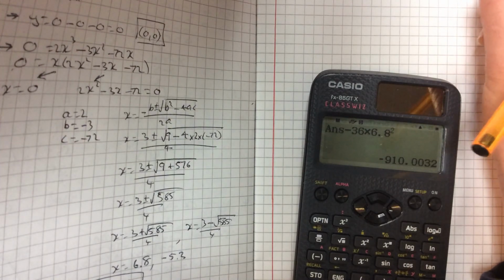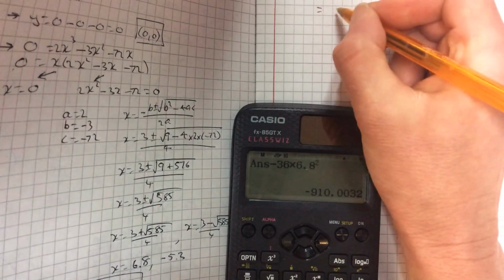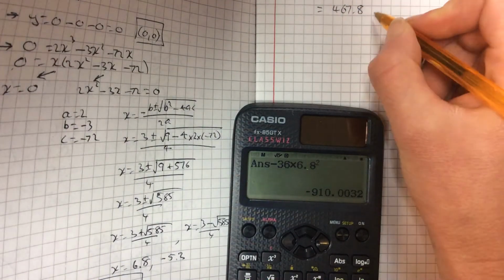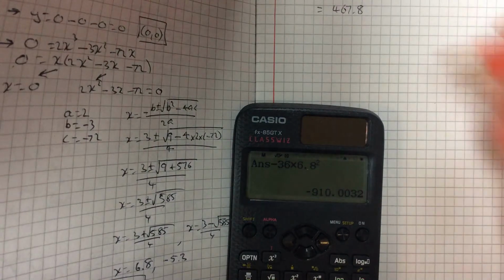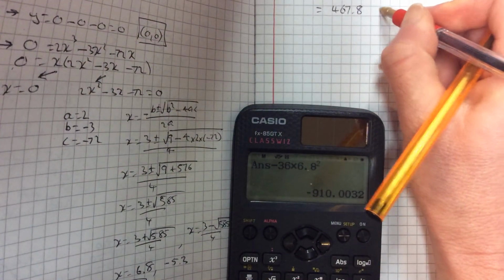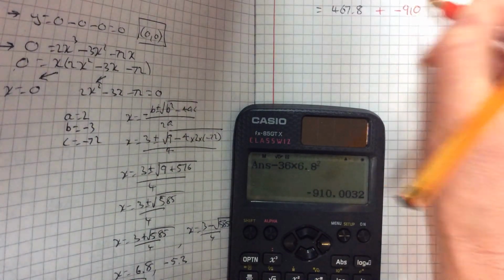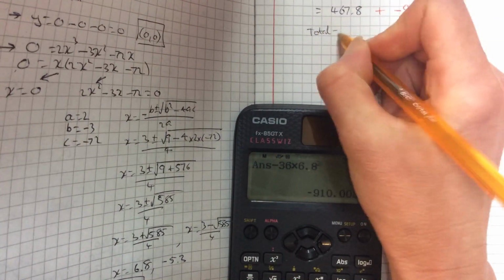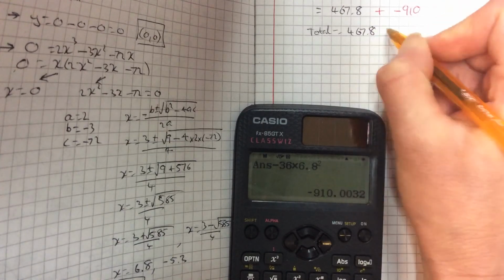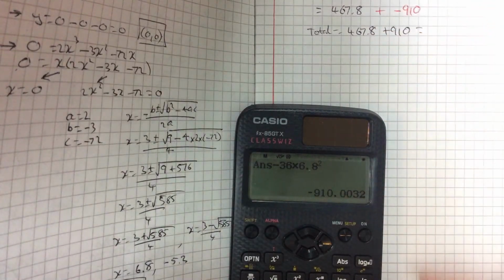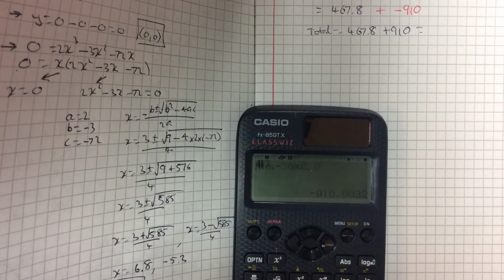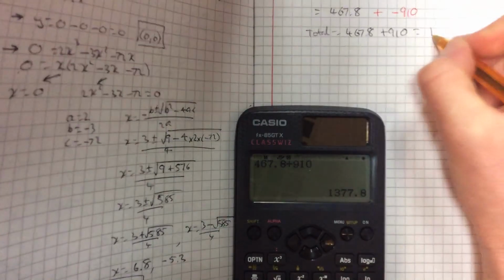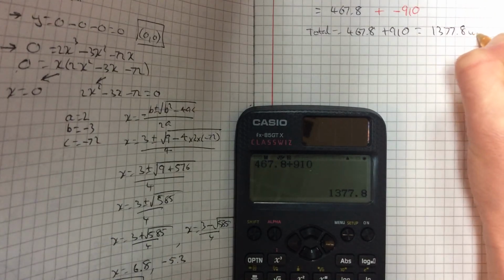Take away 0. So the black one works out to be 467.8, which is what we were expecting because it's a positive. The red one works out to be minus 910, which is what we were expecting because it's under the axes. So whenever you're doing the total area, it's the black area plus the red area. So it's 467.8 plus 910, giving you an answer of 1377.8 units squared.